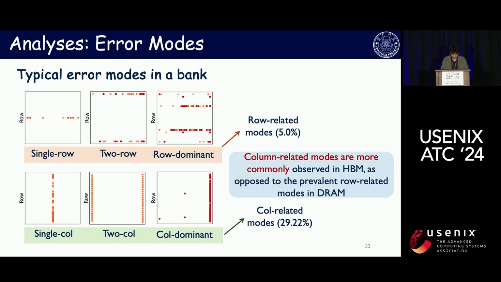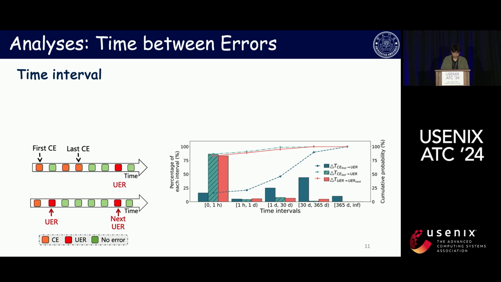This finding contrasts with traditional DRAM, where row-related modes are more prevalent. We attribute these differences to frequent TSV failures in HBM, which may manifest as column failures. Moving on, we analyze the time between errors. Since CEs can be restored, while UEs may cause server crashes at runtime, we mainly focus on the time interval between CEs and UEs and between 2 successive UEs.